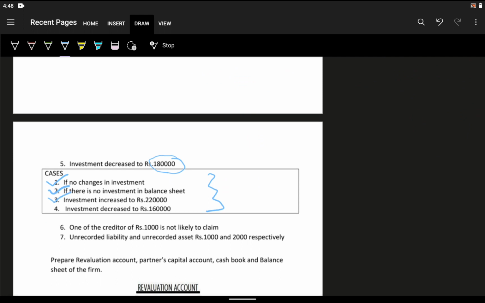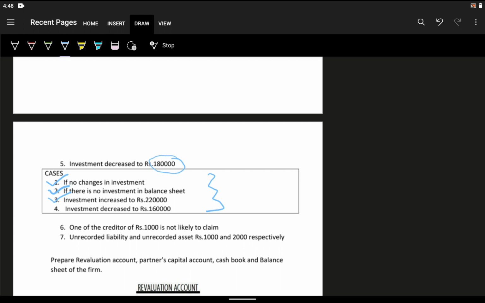What is the third case? Third case is increased to 20,000 extra. That means 2,20,000. That 20,000 profit will distribute into revaluation account in profit side, and that 30,000 complete investment fluctuation fund will distribute to all the partners in their profit sharing ratio.